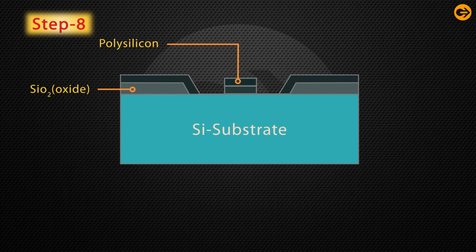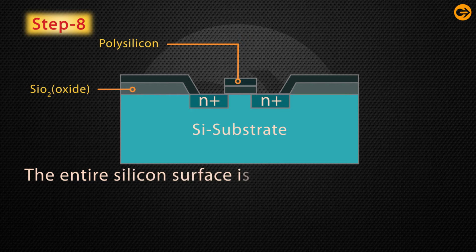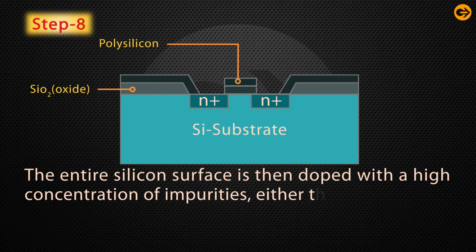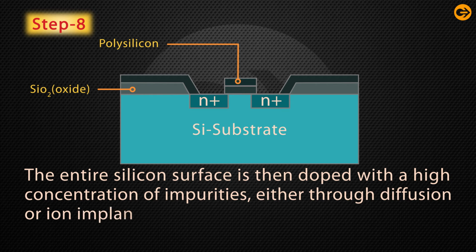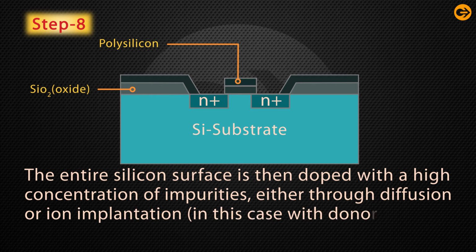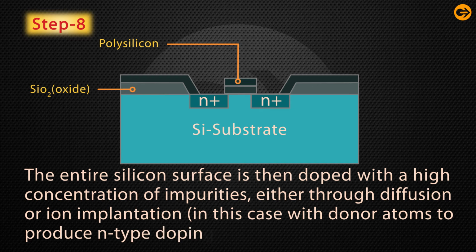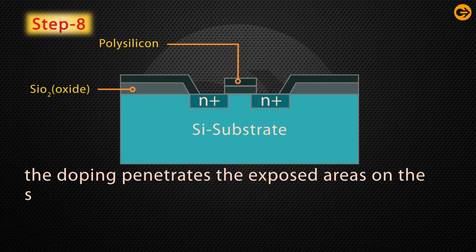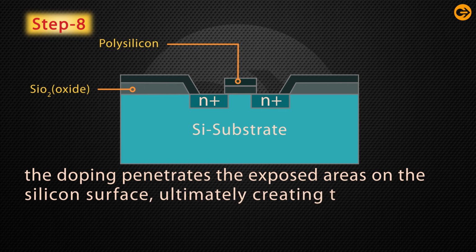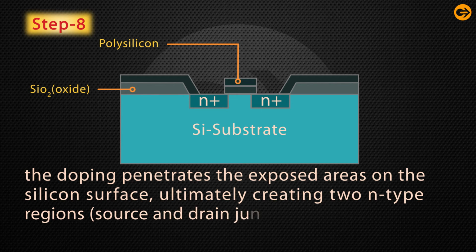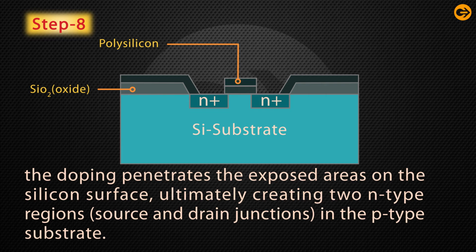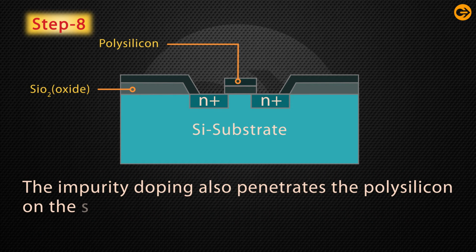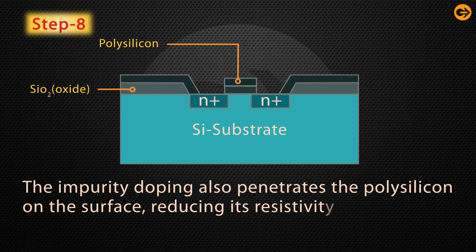In step 8, the entire silicon surface is then doped with a high concentration of impurities, either through diffusion or ion implantation. In the case with donor atoms to produce N-type doping, the doping penetrates the exposed areas, mainly the source and drain junctions in the P-type substrate. The impurity doping also penetrates the polysilicon on the surface, reducing its resistivity.